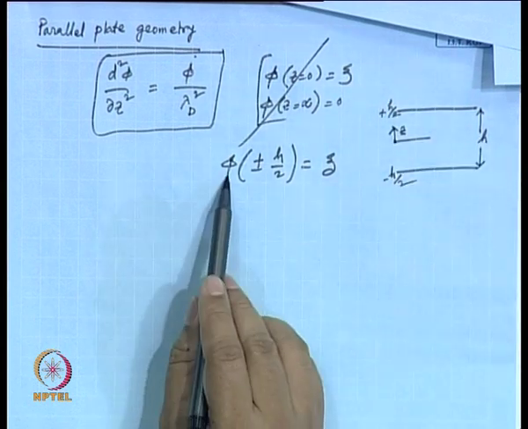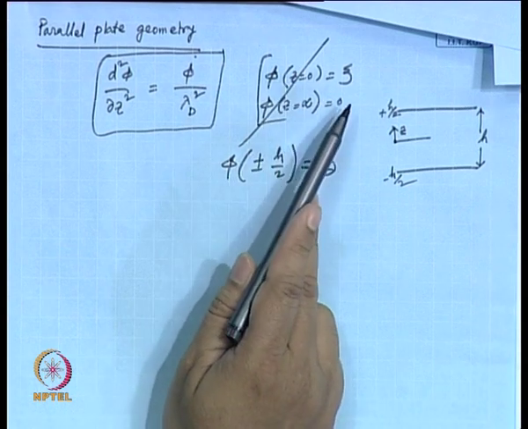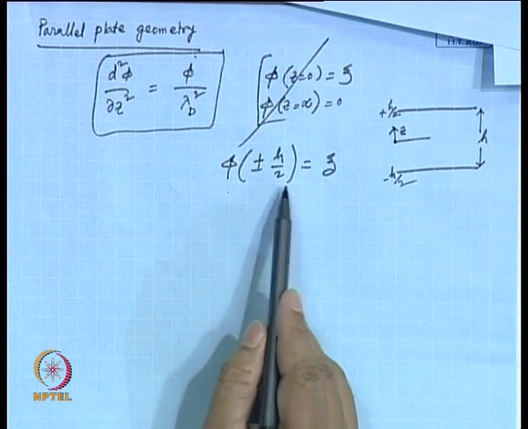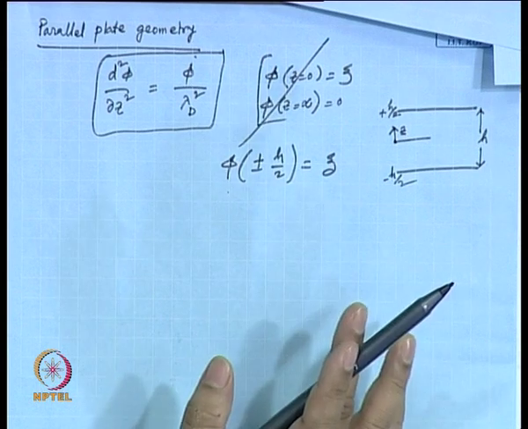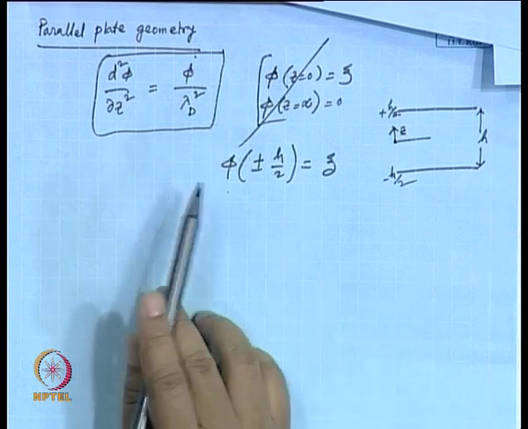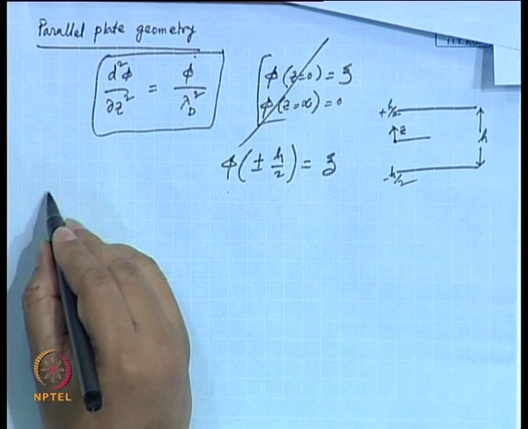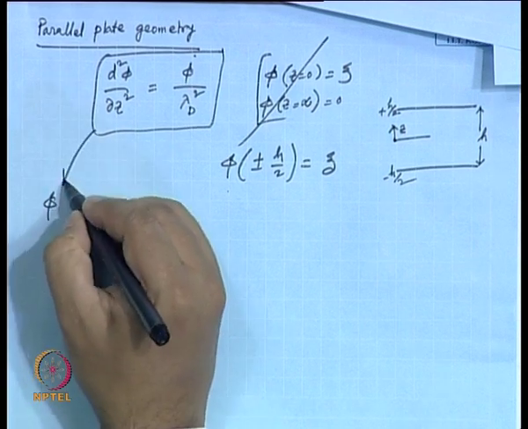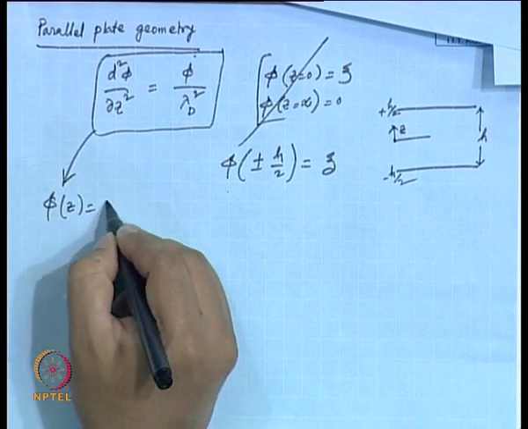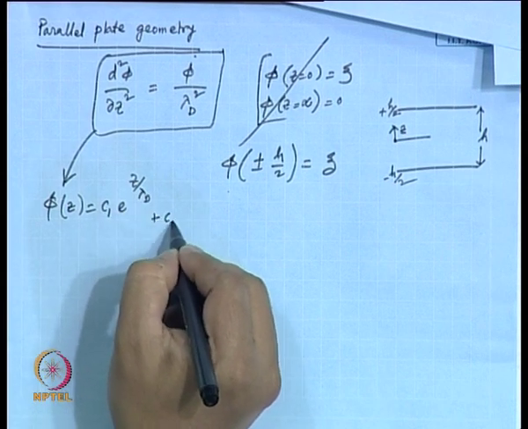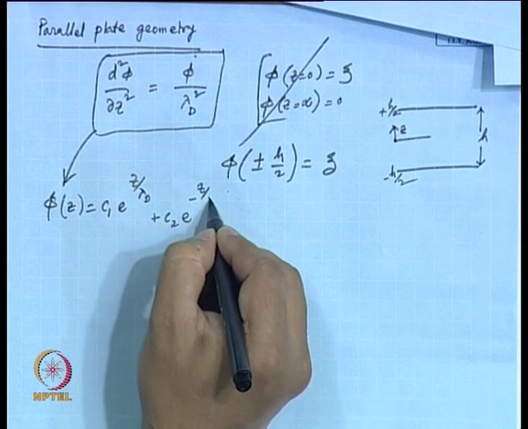So, instead of phi at z equal to 0 being zeta, you will be writing phi at plus or minus h by 2 is equal to zeta, all right, understandable. Now, if that is so, then where would be the change in this case? What was the general solution we had? Phi z is equal to C1 e to the power z by lambda d plus C2 e to the power minus z by lambda d.